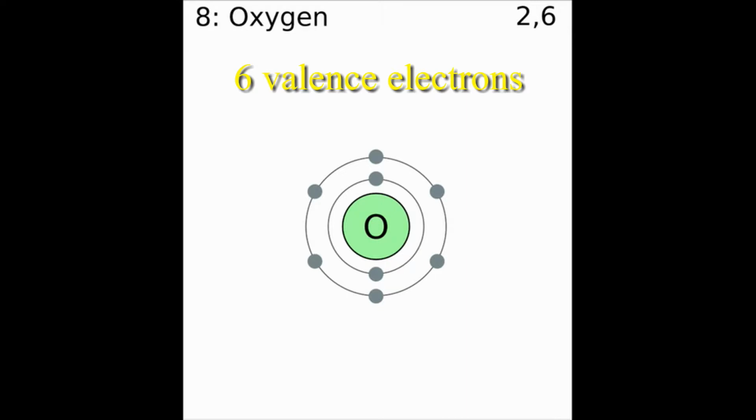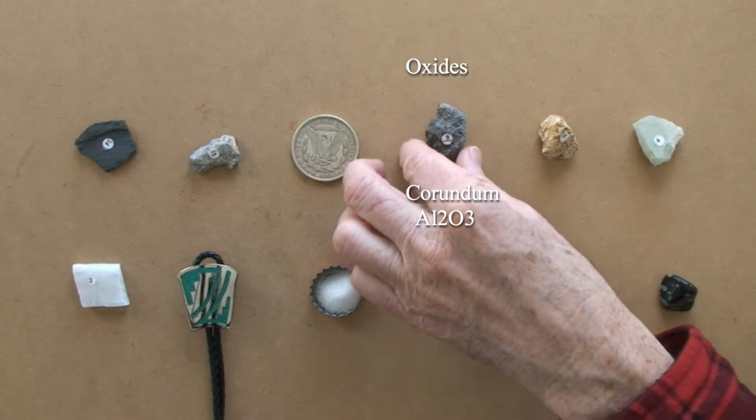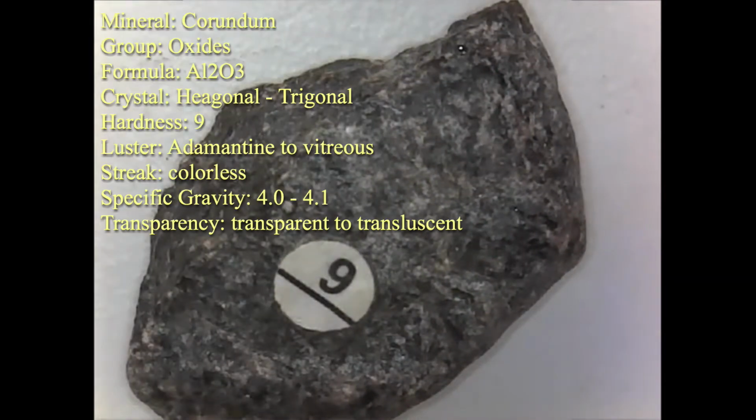And what it will do is form oxides. And my example here is corundum. So that's the fourth number here. And I'll take that corundum and I'll put it underneath this. So there's corundum. And so corundum is actually aluminum oxide, Al2O3. And I think I might have, no, it's aluminum oxide, Al2O3.